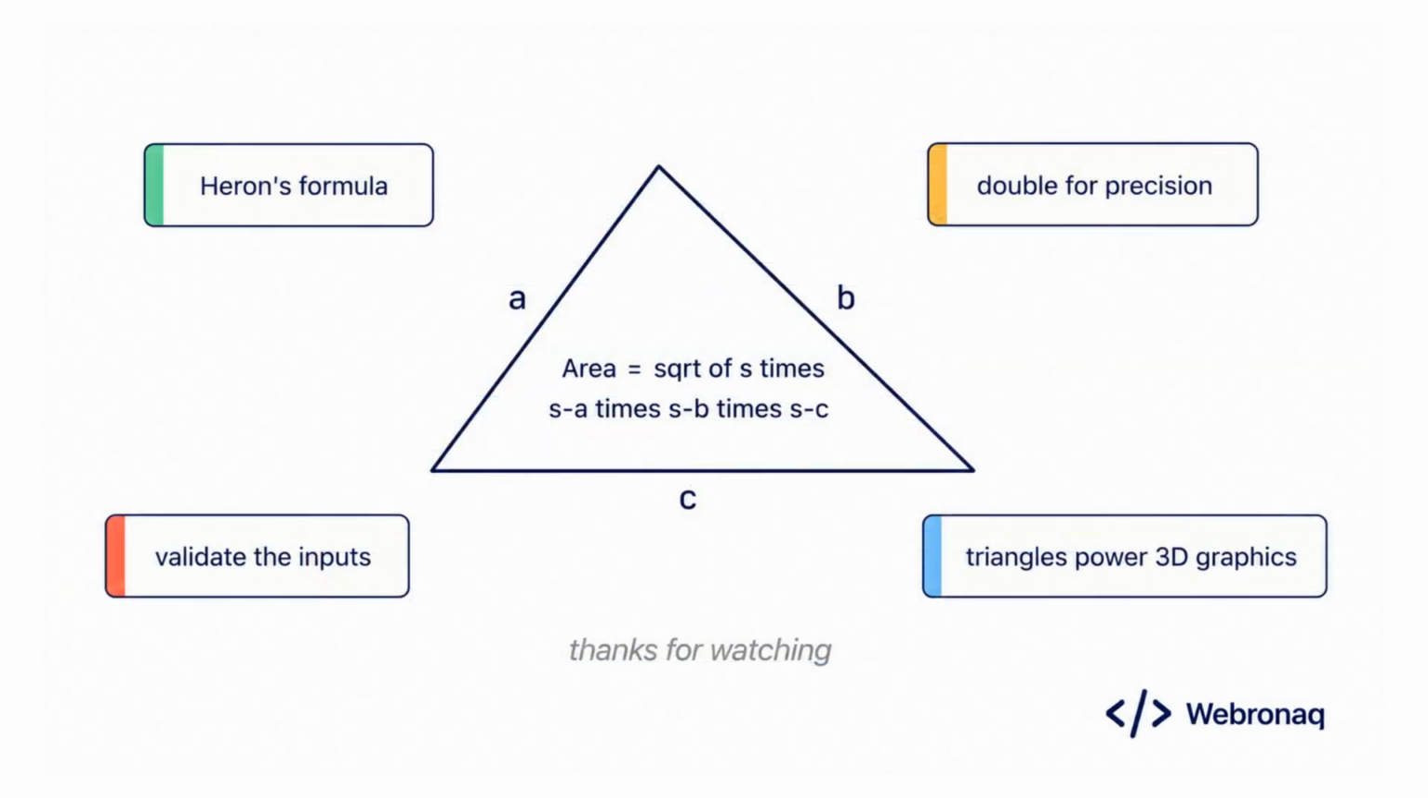And that is the whole picture. We started with a simple question. Find the area of a triangle, and ended up touching geometry, code structure, validation, floating point precision, and even how 3D engines work. Heron's formula handles any triangle from just 3 sides. Use double for accuracy. Always validate the input before you compute. And remember, every modern game, map, and 3D model is built from millions of these little triangles.